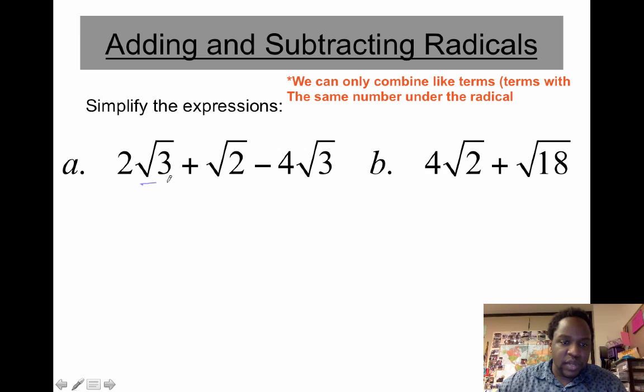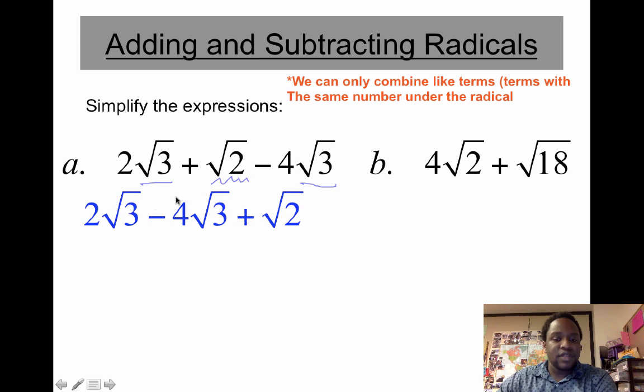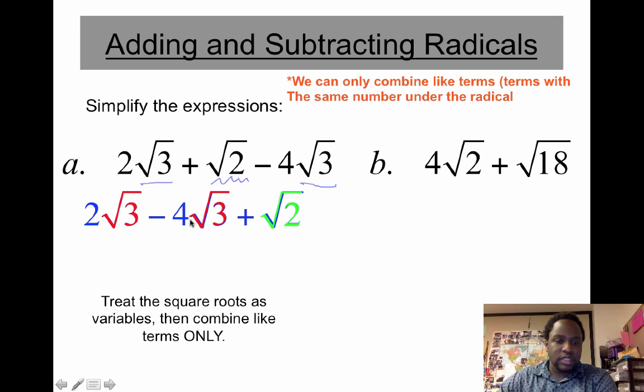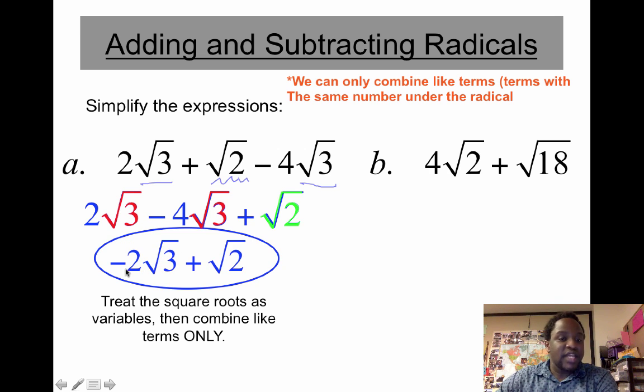So we have a 3, a radical 2, and a radical 3. So we can combine the radical 3's. So it'll be 2 minus 4 radical 3. So 2 minus 4 is negative 2. So we'll get negative 2 radical 3 plus 2. We are basically treating the square roots as variables, then combining like terms only. And like terms, again, are terms with the same number under it.